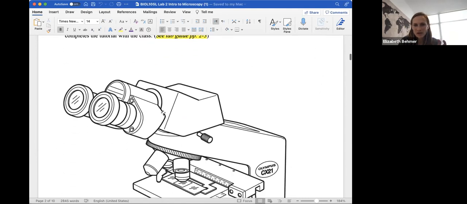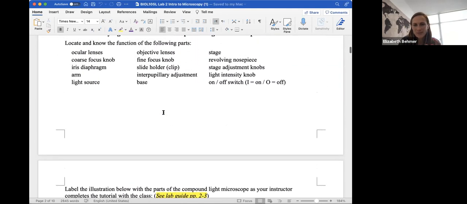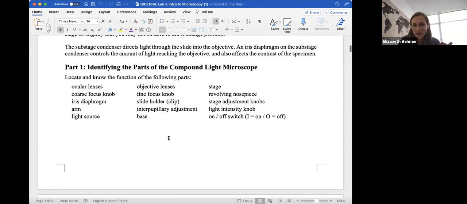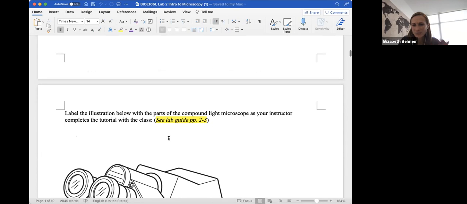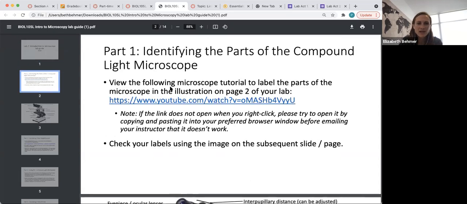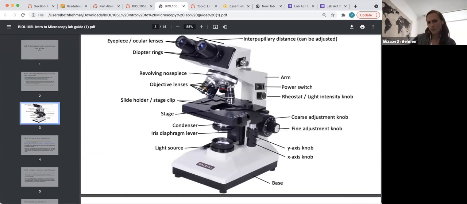And here's a picture of the microscope. Your first part of the worksheet is that you have to identify, locate, and know the function of all of these following parts. And you have to label them based on the pictures shown in the lab guide. In the lab guide, the first thing you can do is watch a microscope tutorial on YouTube, which I encourage you to do on your own. And then this is what the microscope parts are.